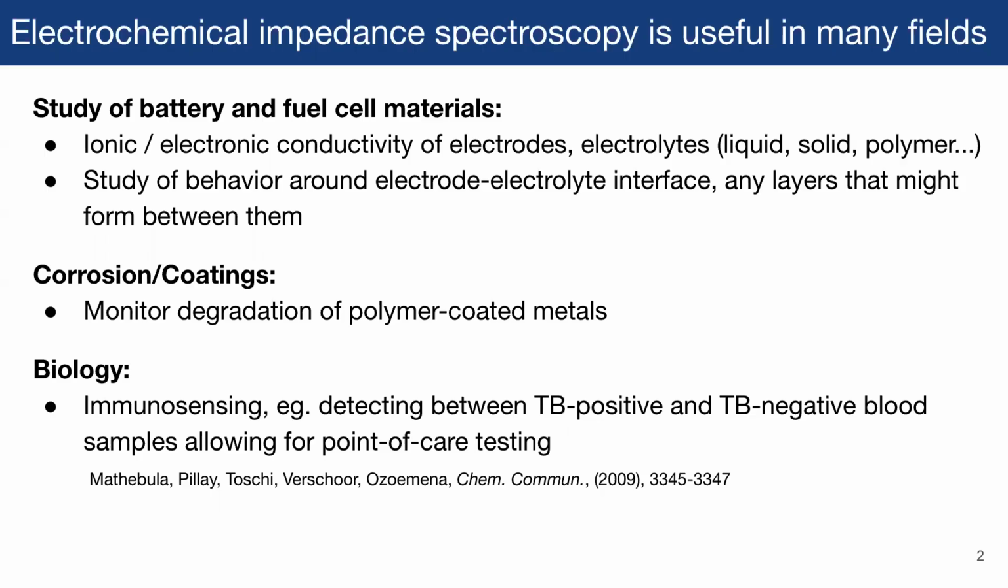But past that, there's a lot of EIS that goes into corrosion, in understanding better how basically a surface will degrade in a corrosive environment, or even in biology. There appears to be some methods that allow for basically testing between TB positive and TB negative blood samples just using EIS. So before we keep moving into this, I really want to emphasize how broad EIS is and how an understanding of EIS can really help you do a lot of cool experiments in a lot of different fields.